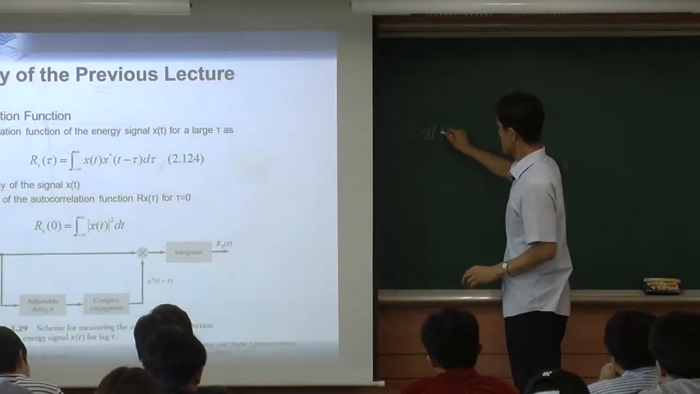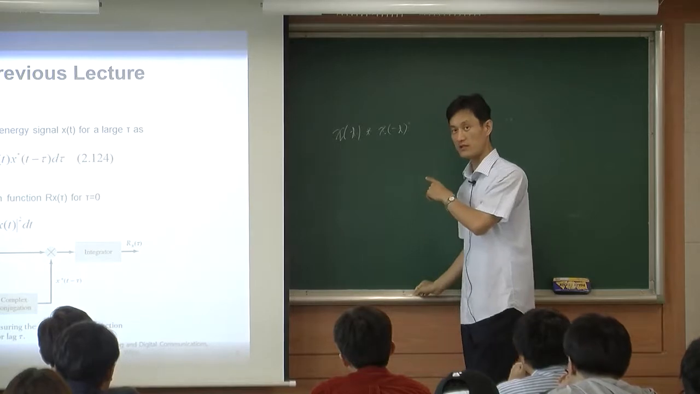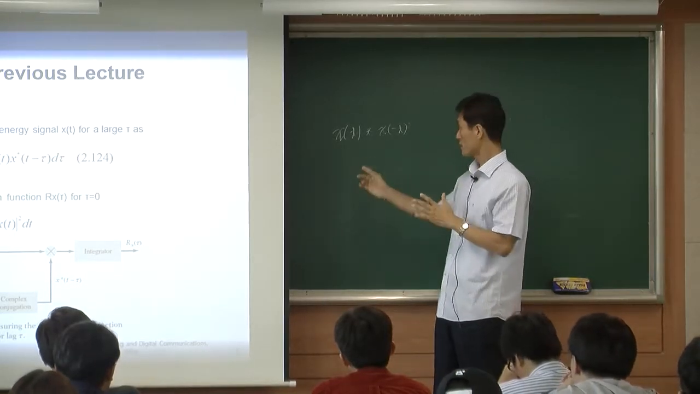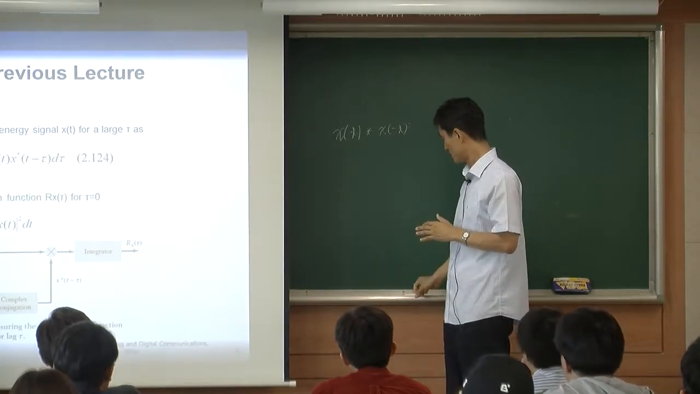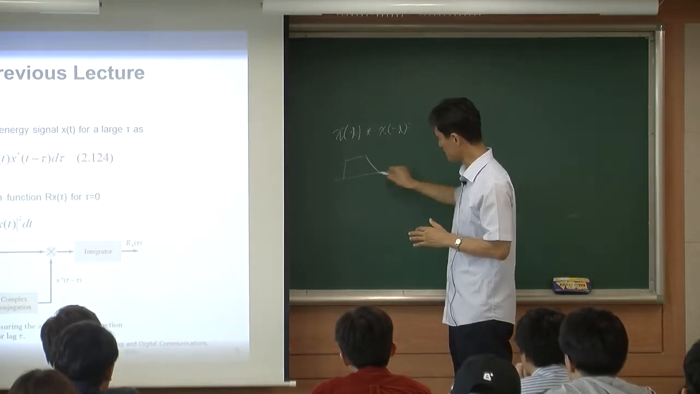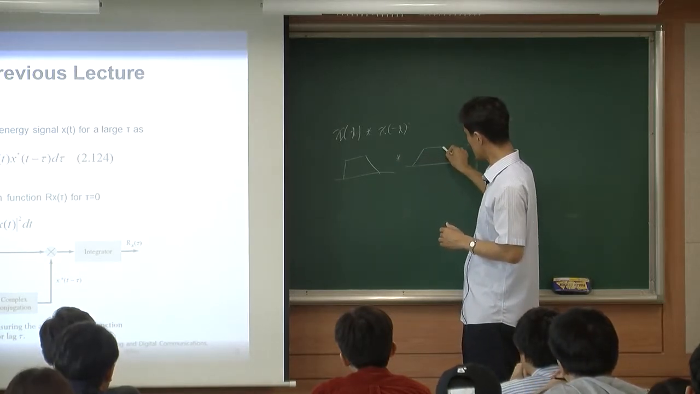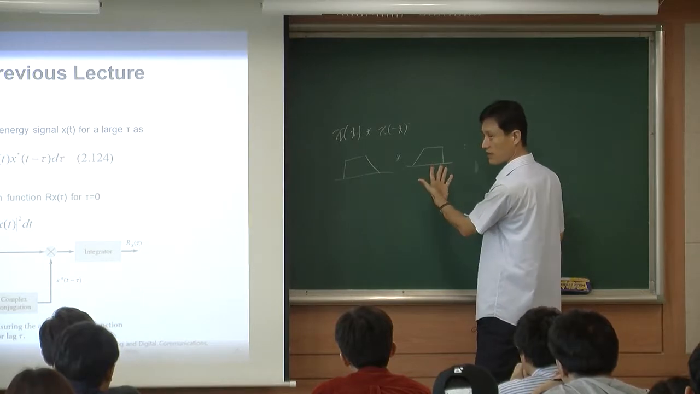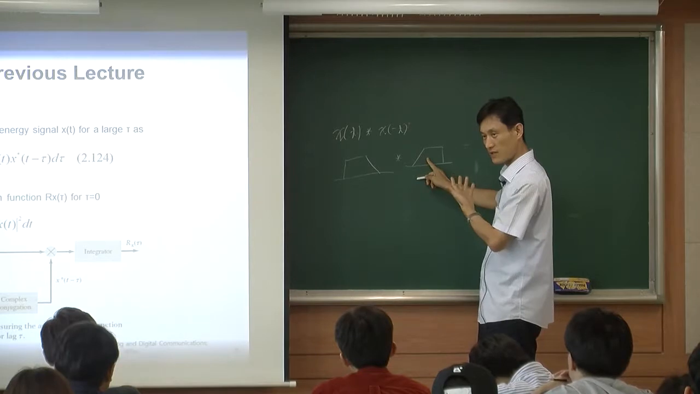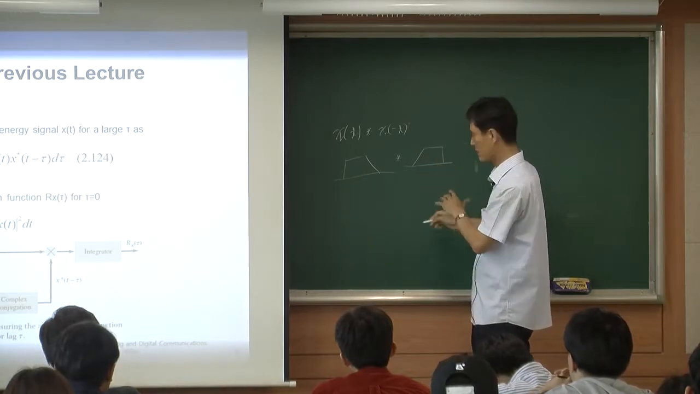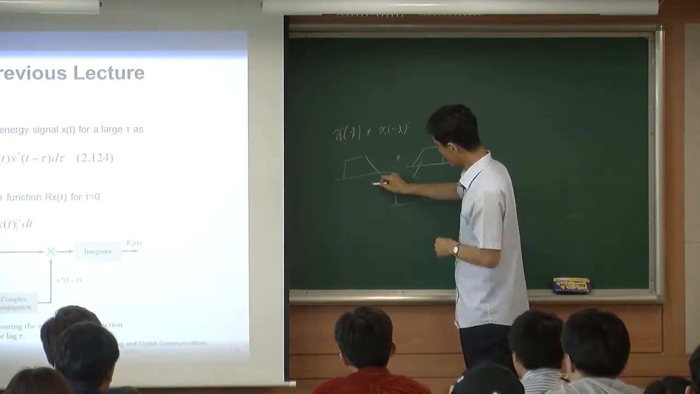So autocorrelation is basically x(t) convolved with x(-t). When you do convolution, the second one is actually x(-t). So you have your own x(t), for example like this. You want to do convolution with x(-t), which is the flipped version. When you do convolution, you are going to flip the second one, right? So you're going to flip it and then slide.